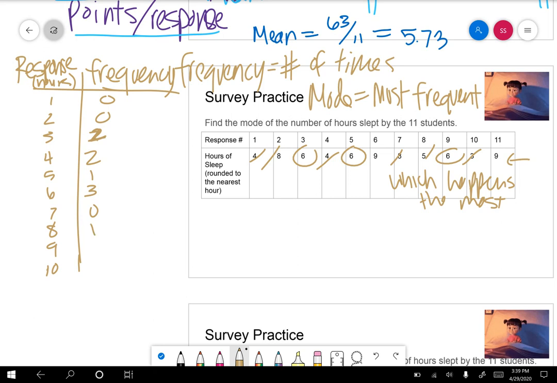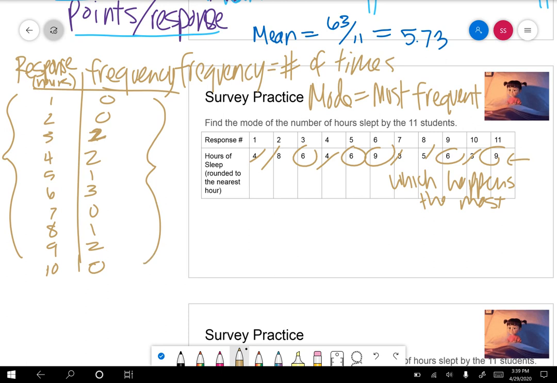There's only 1 person who said 8 hours, and then 2 people who said 9. No one said 10. Okay, so that's what a frequency table looks like. Basically, you just have the responses from the survey and the number of times people responded those numbers.